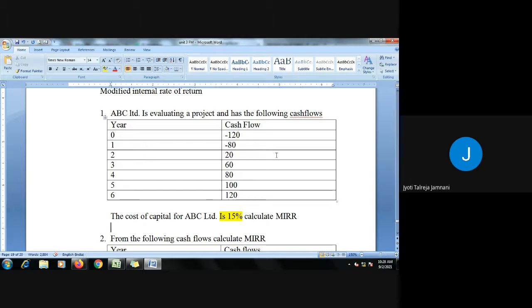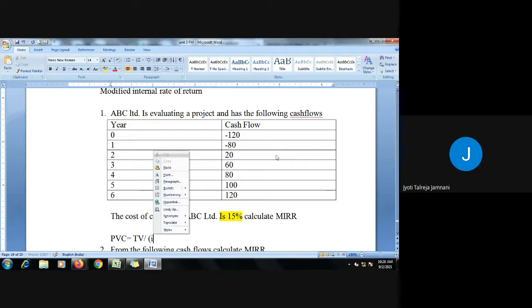Okay, so the formula is PVC is equal to TV divided by (1 plus MIRR) raised to n. This has to go raised to.